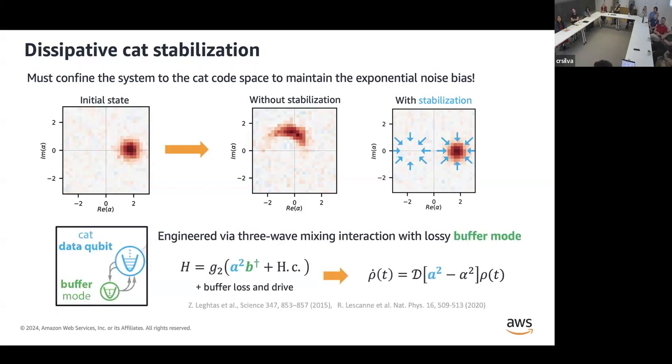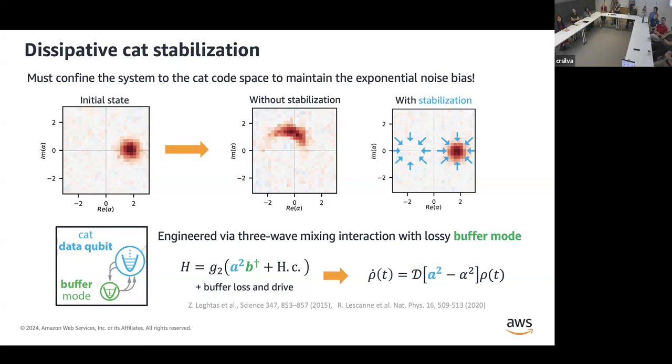So this is like some initial cat state, right? Like alpha. If you don't do anything, it's just kind of spreading in phase space. But now there is a trick that we can do. We can engineer something such that this cat state is preserved and you have this exponential suppression. What is this? For that, we use this buffer mode.